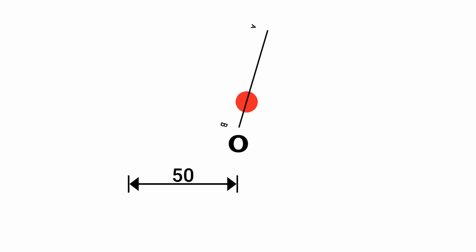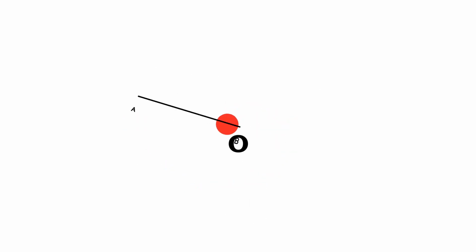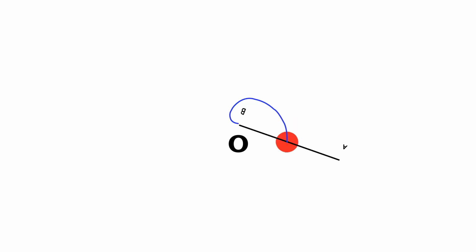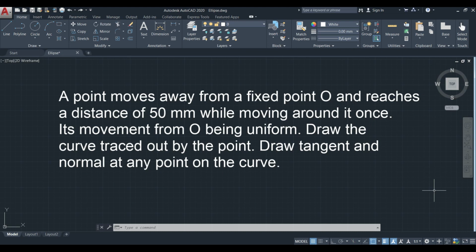That is, here we have a fixed point O, and the body, or otherwise point itself, is moving from point O to a distance of 50 mm while moving around it once. So we can definitely say that this is an Archimedean spiral with one convolution. First step is, here we have to draw a circle of 50 mm radius.